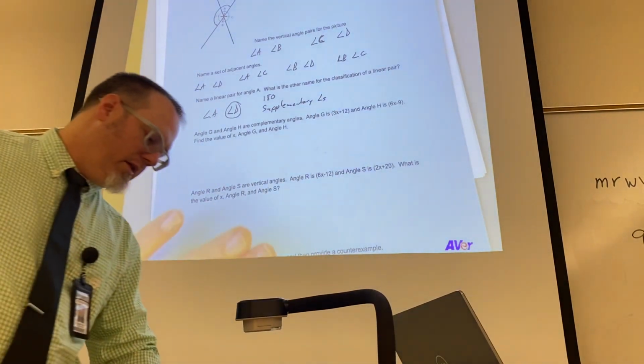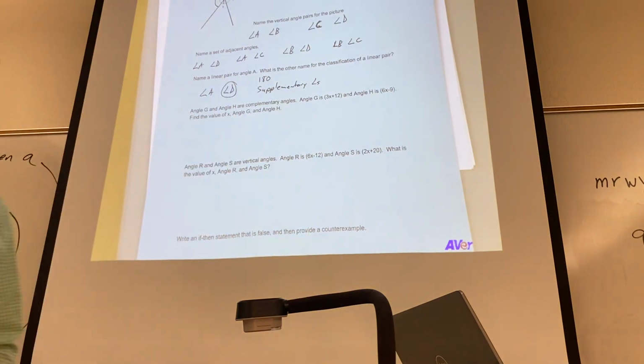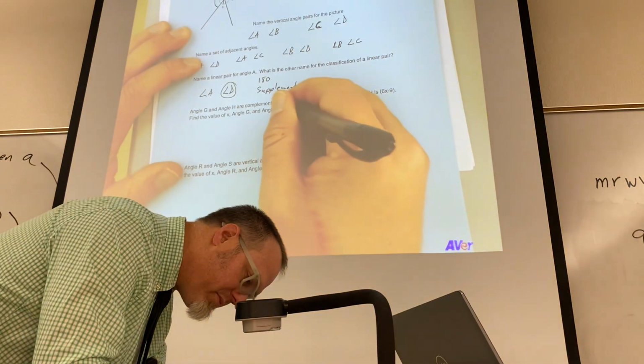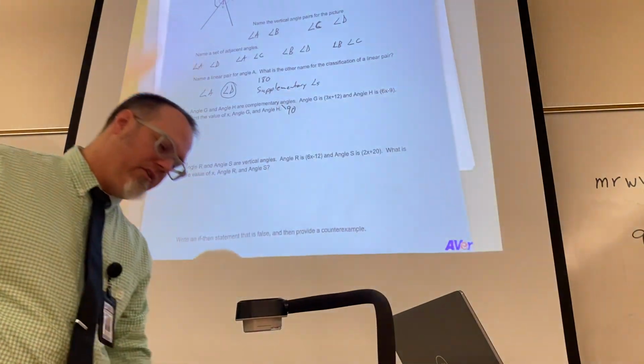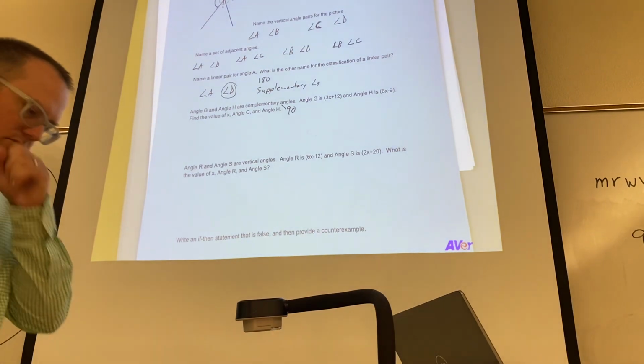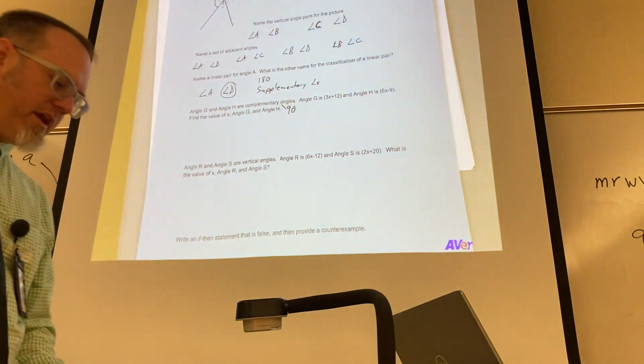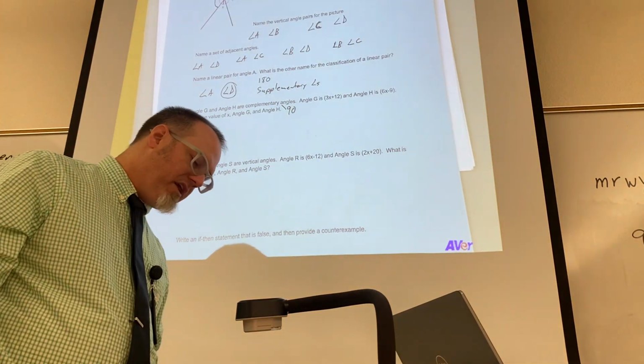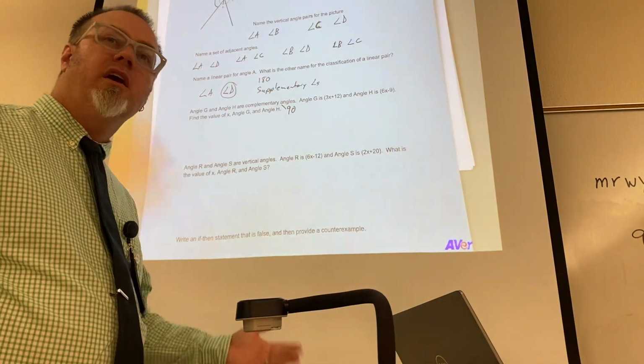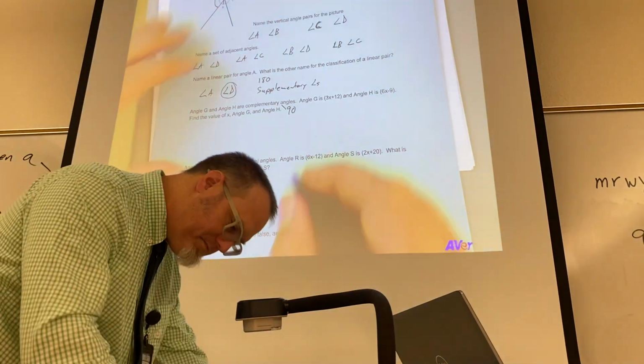Okay? Then it's talking about completely different angles. We don't have an image for this one. Angle G and angle H are complementary angles. Complementary angles means they add up to 90 degrees. Angle G is 3x plus 12. Angle H is 6x minus 9. Find the value of x, angle G, and angle H.